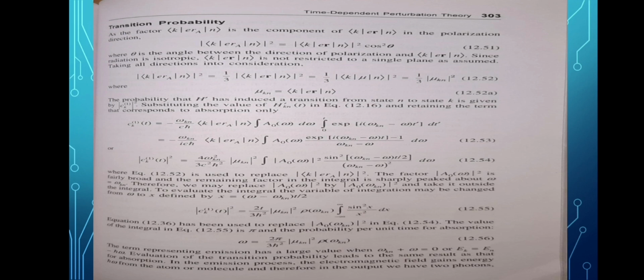The term representing emission has a large value when omega_kn plus omega is equal to 0 or E_k is equal to E_n minus h omega. Then evaluation of the transition probability leads to the same result as that for absorption. In the emission process, the electromagnetic field gains energy h omega from the atom or molecule, and therefore in the output we have 2 photons.